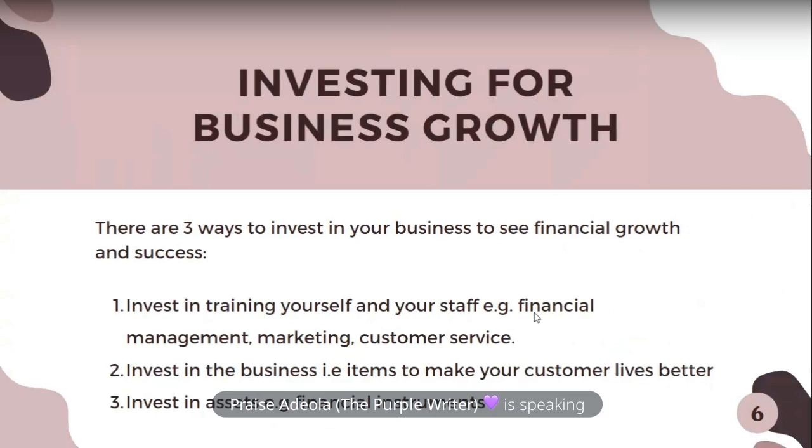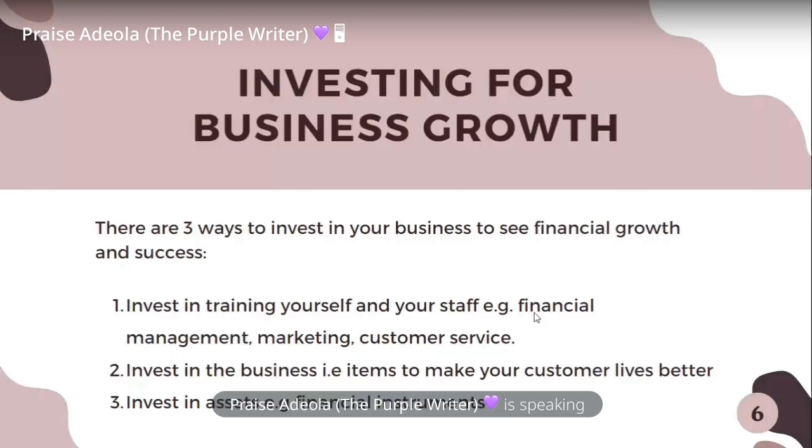Okay, quickly, let's move to investing for business growth. There are three ways to invest in your business to see financial growth and success. Number one, invest in training yourself and your staff. It is too important. One of the three ways to invest in your business if you want to see financial growth is to invest in yourself and invest in your staff, that's if you have staff, people that are working for you.